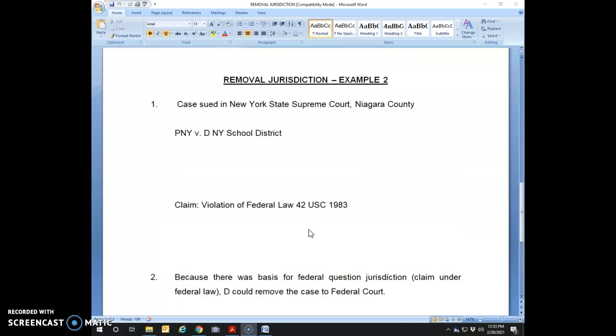So, again, removal jurisdiction is where we've got a case in state court, but there's a basis for federal subject matter jurisdiction. And if it's a federal question case, the defendant can move it to federal court. If it's a diversity case, then if the defendant is from out of state, the case can be removed to federal court. So this gives us two actual examples of removal jurisdiction. And we'll stop the video at this point.